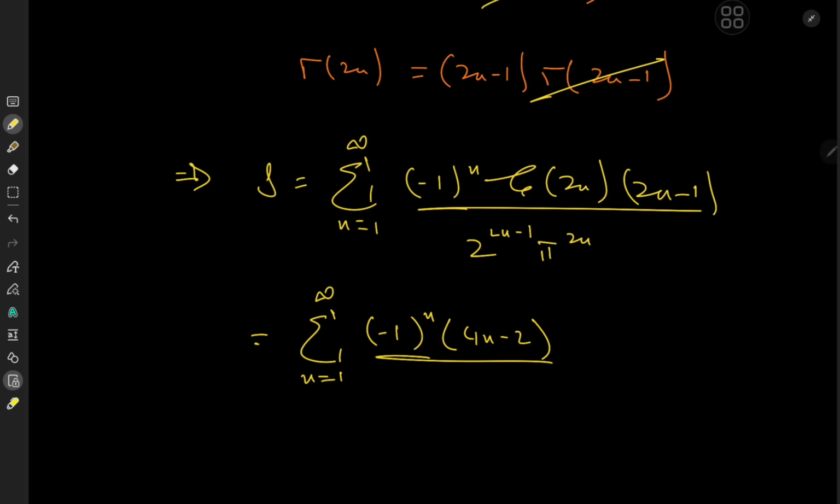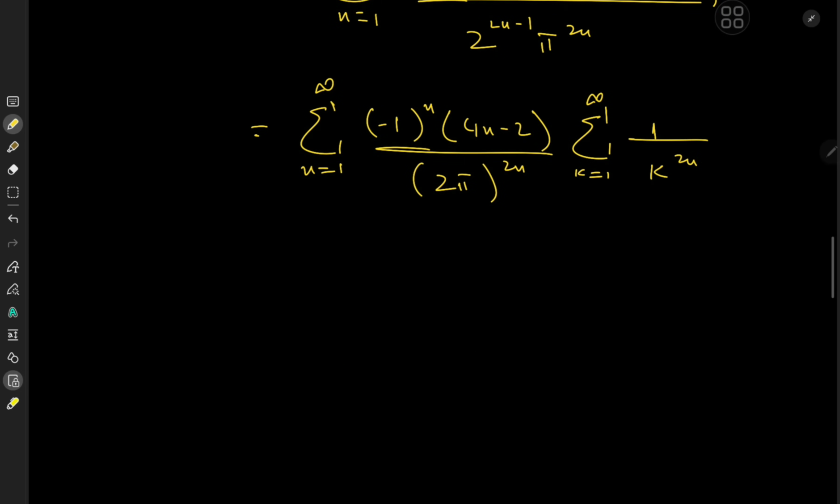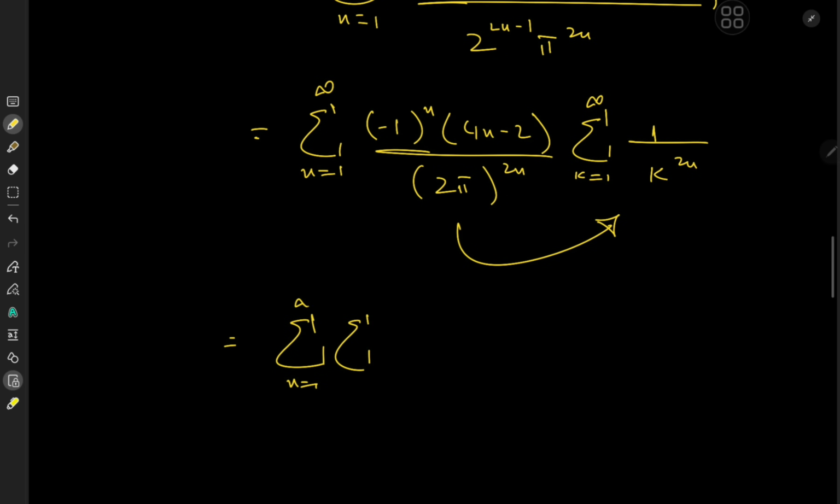Downstairs I have 2 to the 2n, which is 4 to the n. Or I could just write this as (2π) to the 2n, which seems quite nice indeed. And I'm interested in expanding the zeta function, so I'll write this as a sum over k from 1 to infinity of 1 over k to the 2n. Of course, I can multiply out these terms so that we now have the double sum over n and k of (-1)^n (4n - 2).